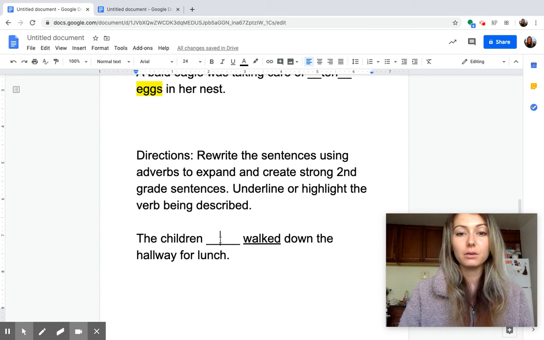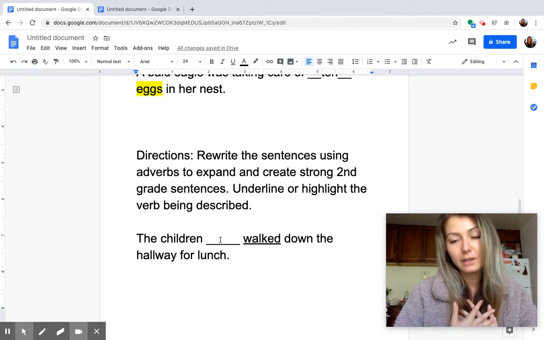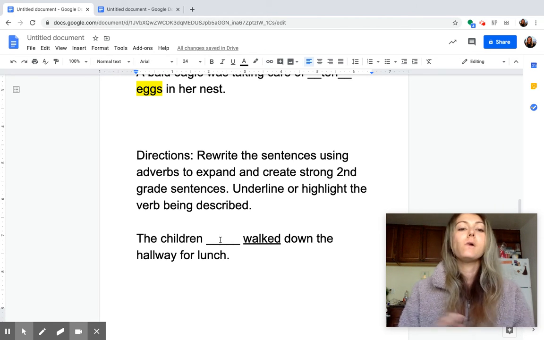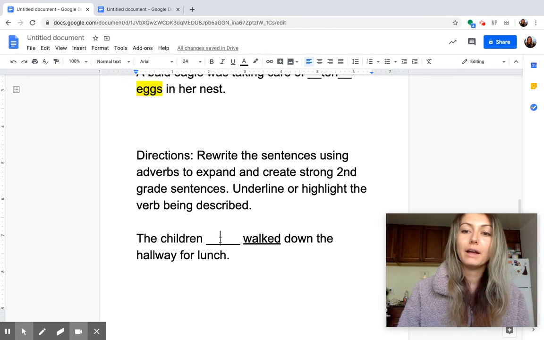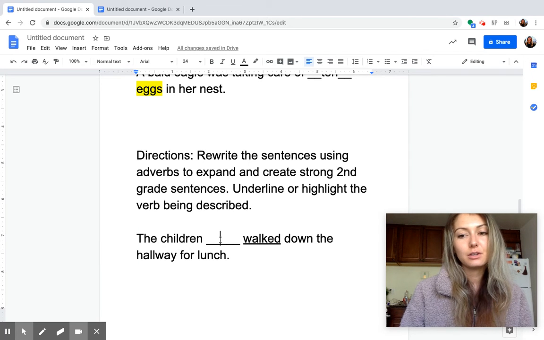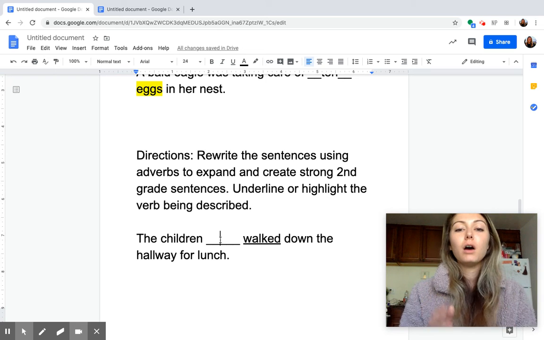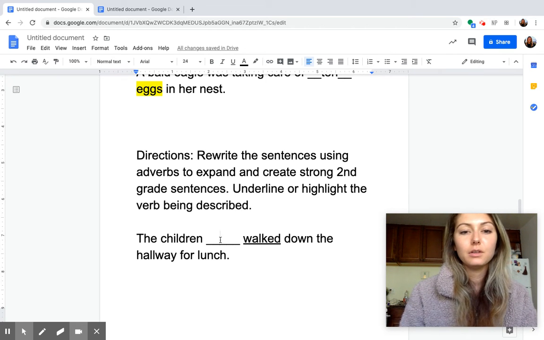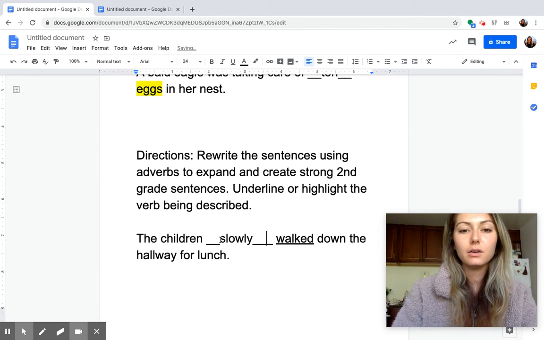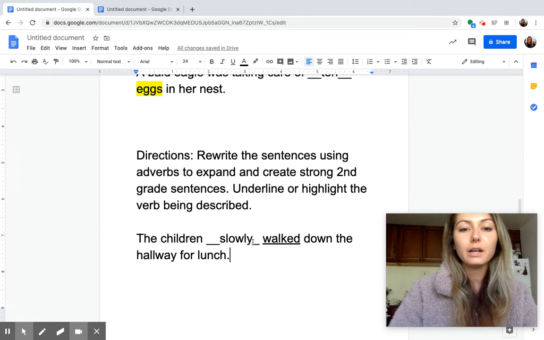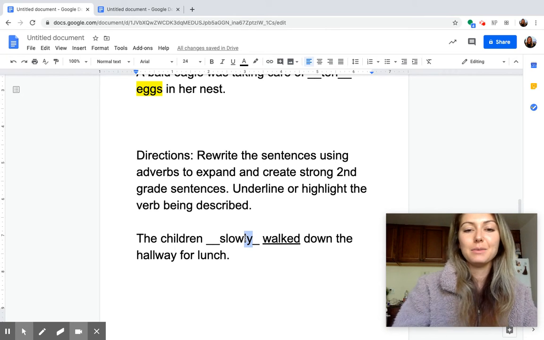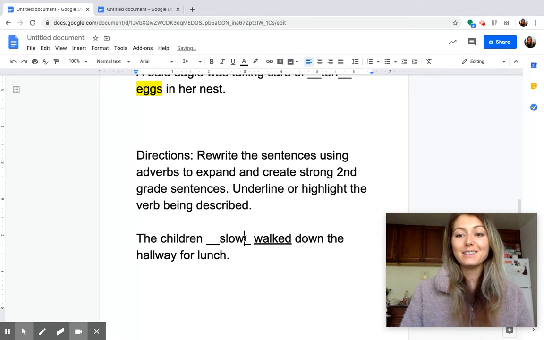What are some different ways that we can walk? Well, we can walk quickly to lunch if we're running late, like Clemson always was running late to lunch, every day. We could be walking slowly to lunch if we're trying to be quiet and calm with our bodies, which Clemson was not usually, but we were working on it. So I'm going to say for this example, the children slowly walked down the hallway for lunch. Look at how I use that ly ending, because if I didn't, that sentence is not correct.